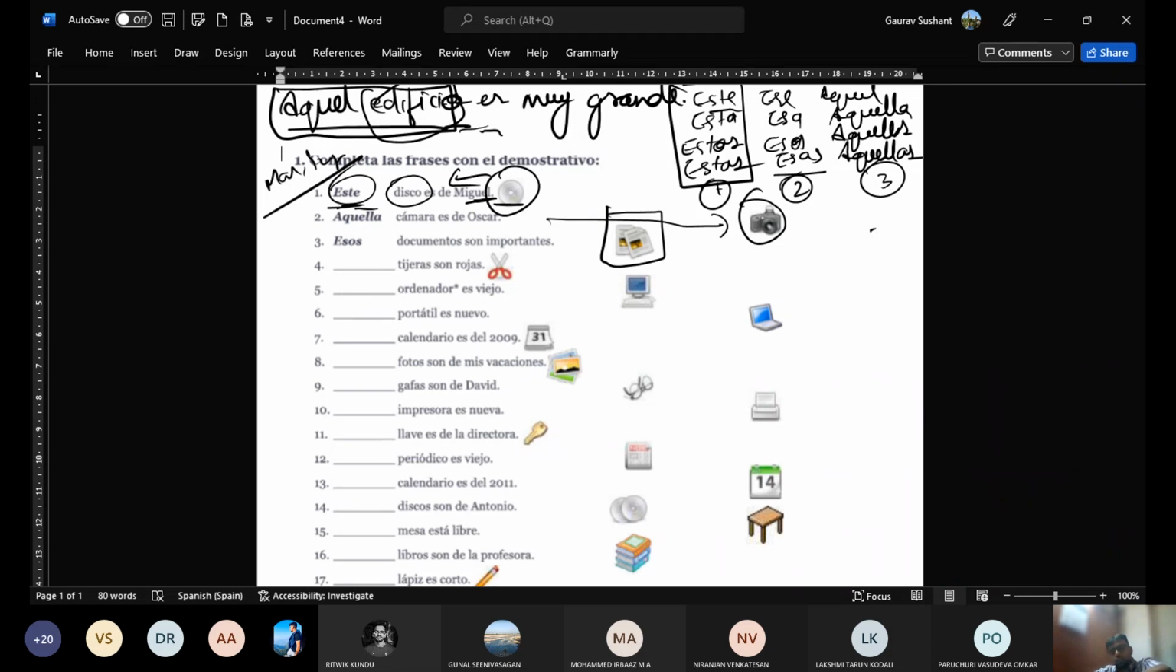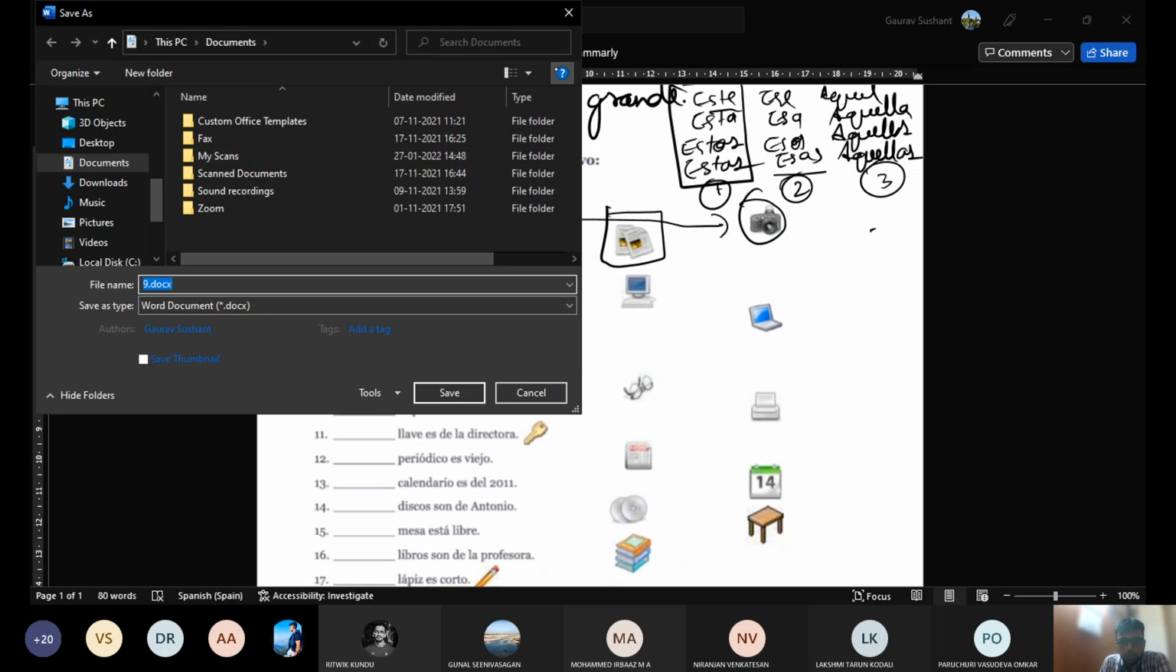So este disco es de Miguel, which is that CD is of Miguel. Okay, or that is Miguel's CD. That also you can say.